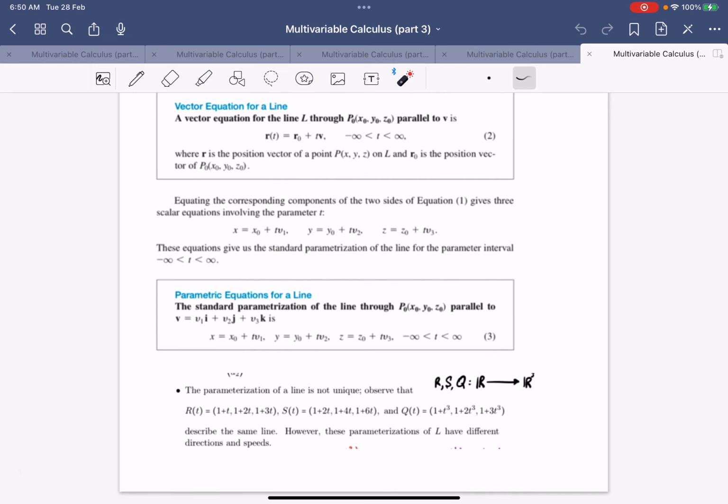And what we like to note is that the parametrization is not unique, and you can have different parametrizations for the line. But this parametrization just represents, in physical space, the direction and speed that you are traveling with.